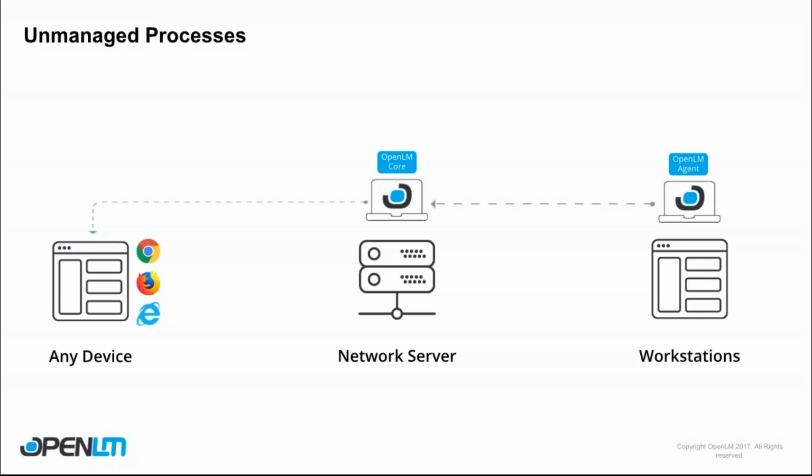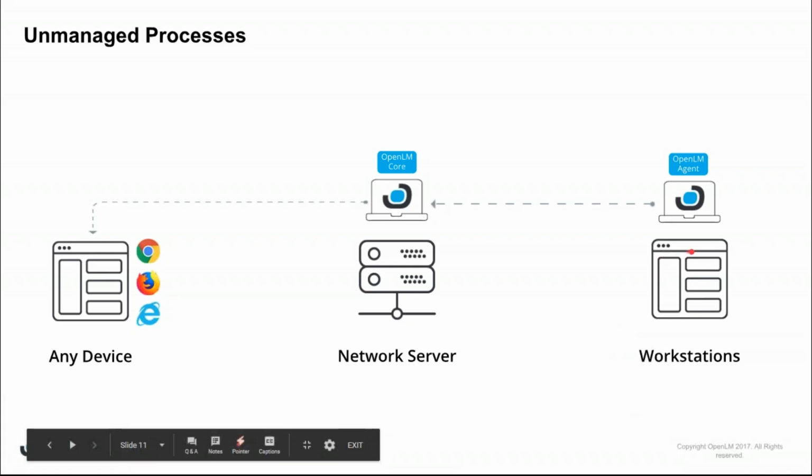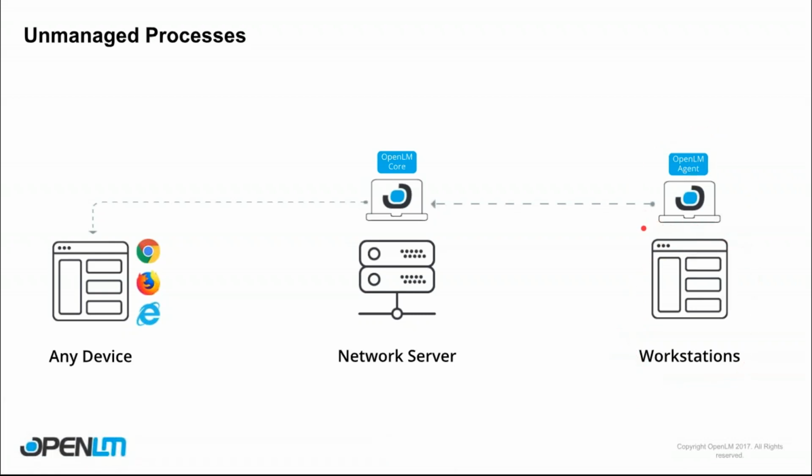Now we'll take a look at unmanaged processes and see how to configure it on your system. Unmanaged processes allows you to monitor custom-made applications and even standalone applications on the workstations themselves. So all you need to do is simply install the OpenLM agent on the workstations you want to monitor. They in turn will send information to the OpenLM server, which will display everything in the normal charts and graphs that you're already used to.